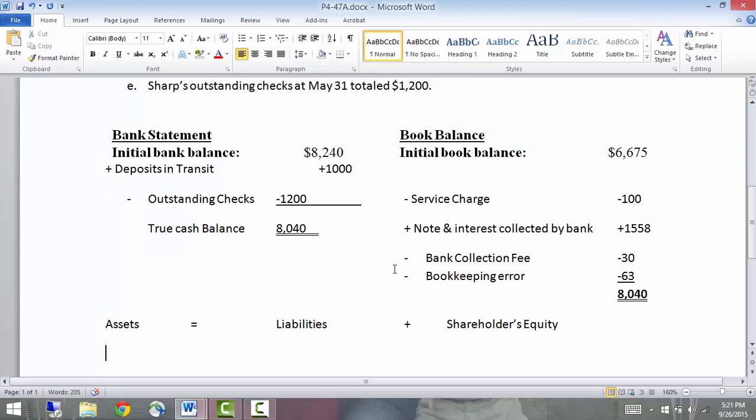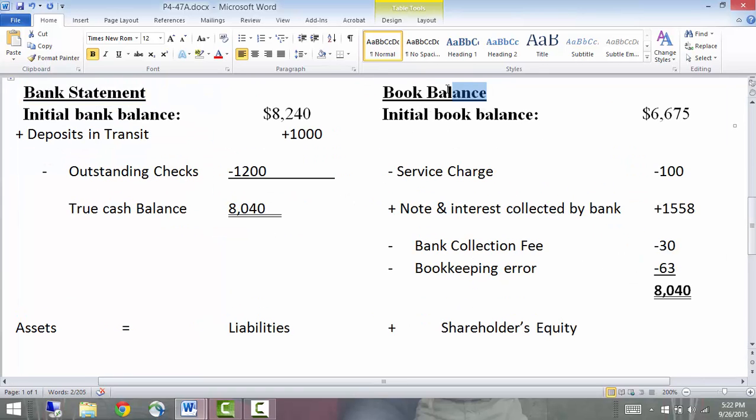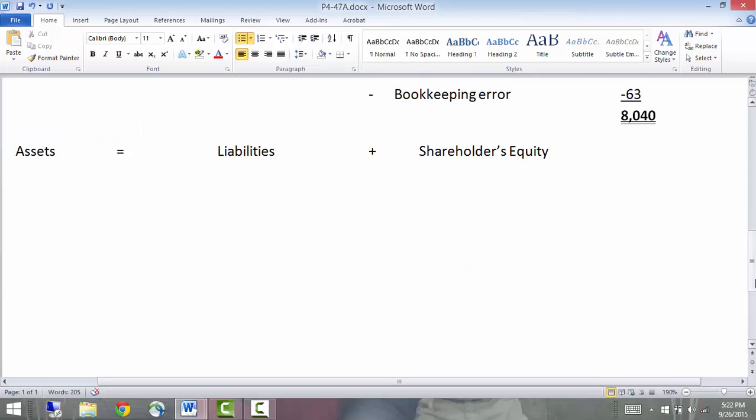Okay. So everything on this bank side, we have two adjustments: the deposits in transit and the outstanding checks. Both of those items have already been recorded in our accounting system, so we are not going to have to record any of those in our accounting equation. But everything on this balance per book side, all of these items, the service charge, the note collected, the bank collection fee, and the bookkeeping error, we're going to have to go and record those adjustments in our accounting equation. So let's do that.